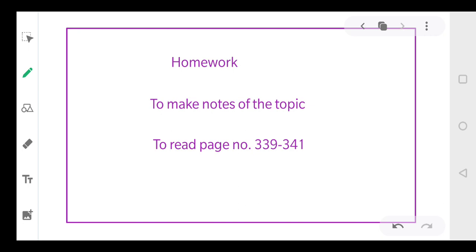For today, you will be making notes of this topic and you will go through your page numbers 339 to 341. And dear students, as I always tell you, there are certain words which are highlighted with black. You have to understand those words very, very carefully. Biology is something where you have to read your chapters word by word, line by line.